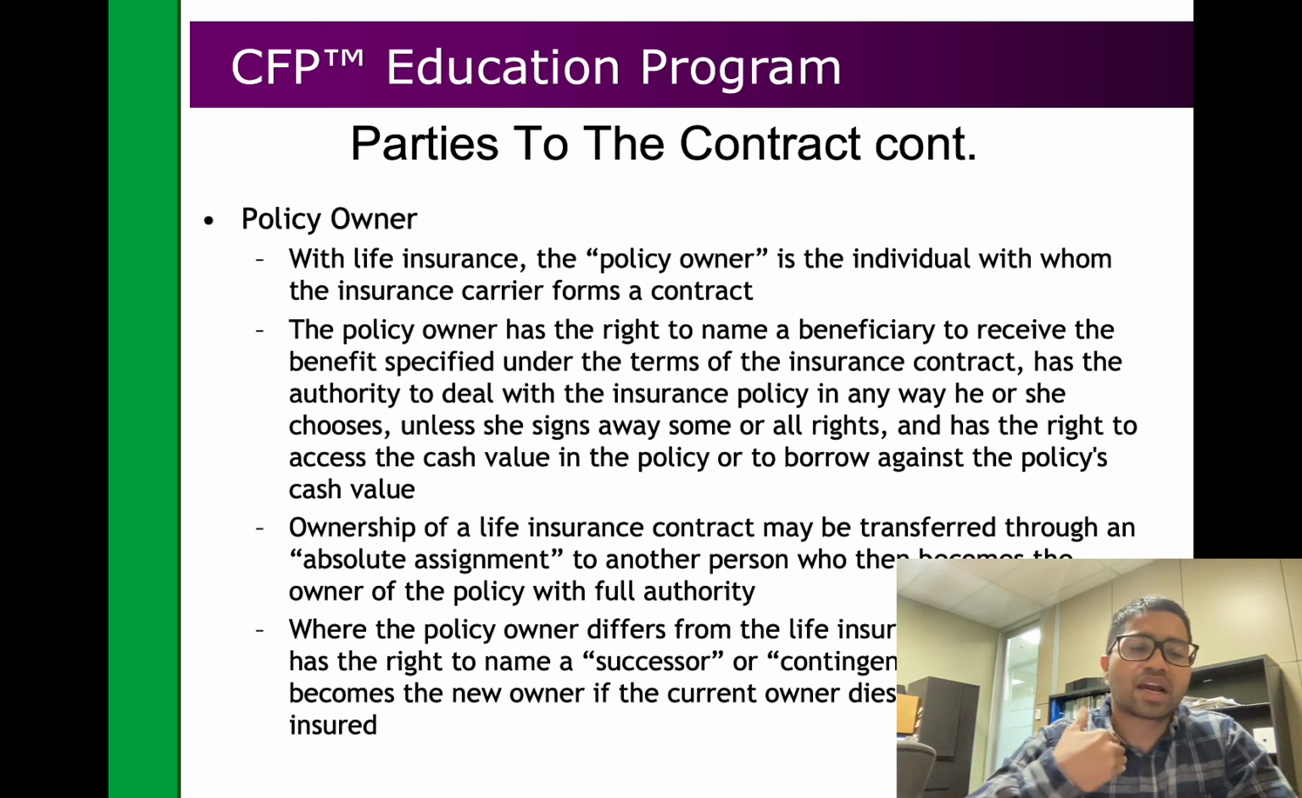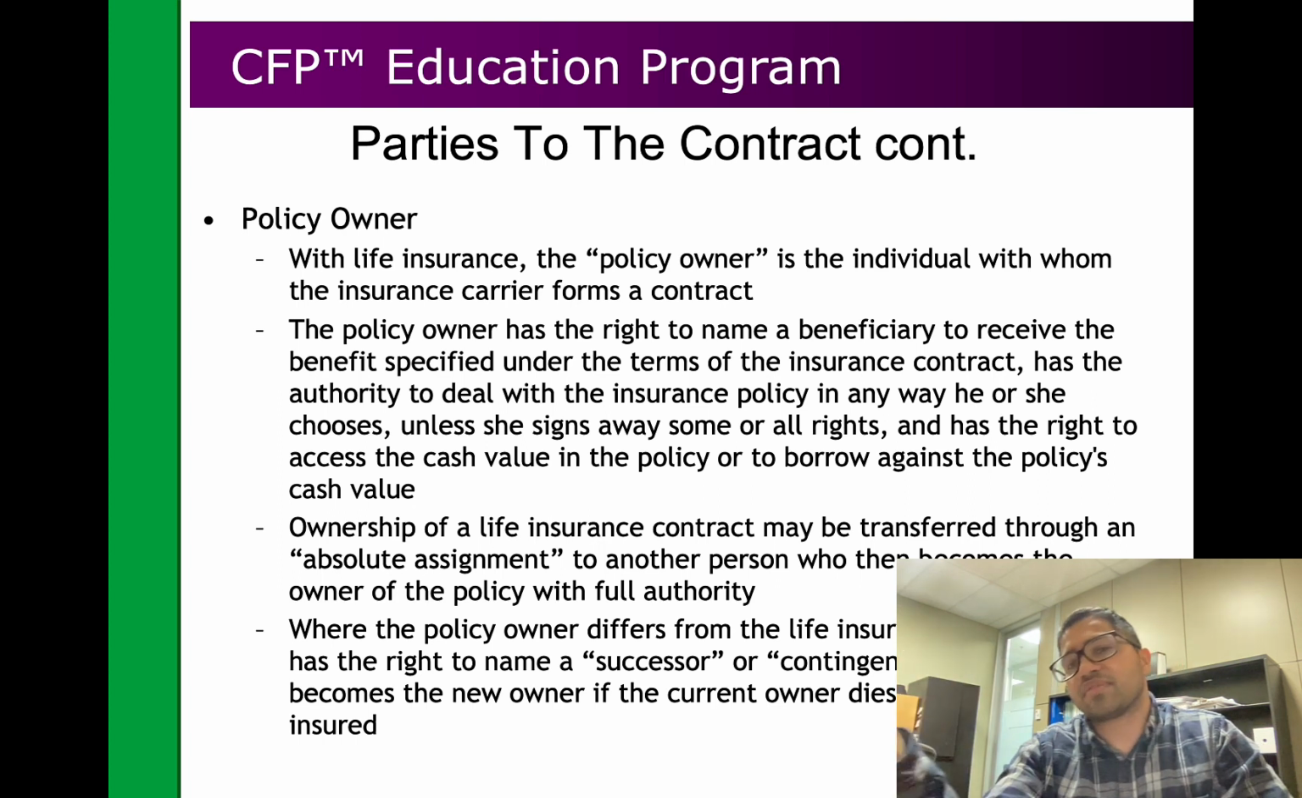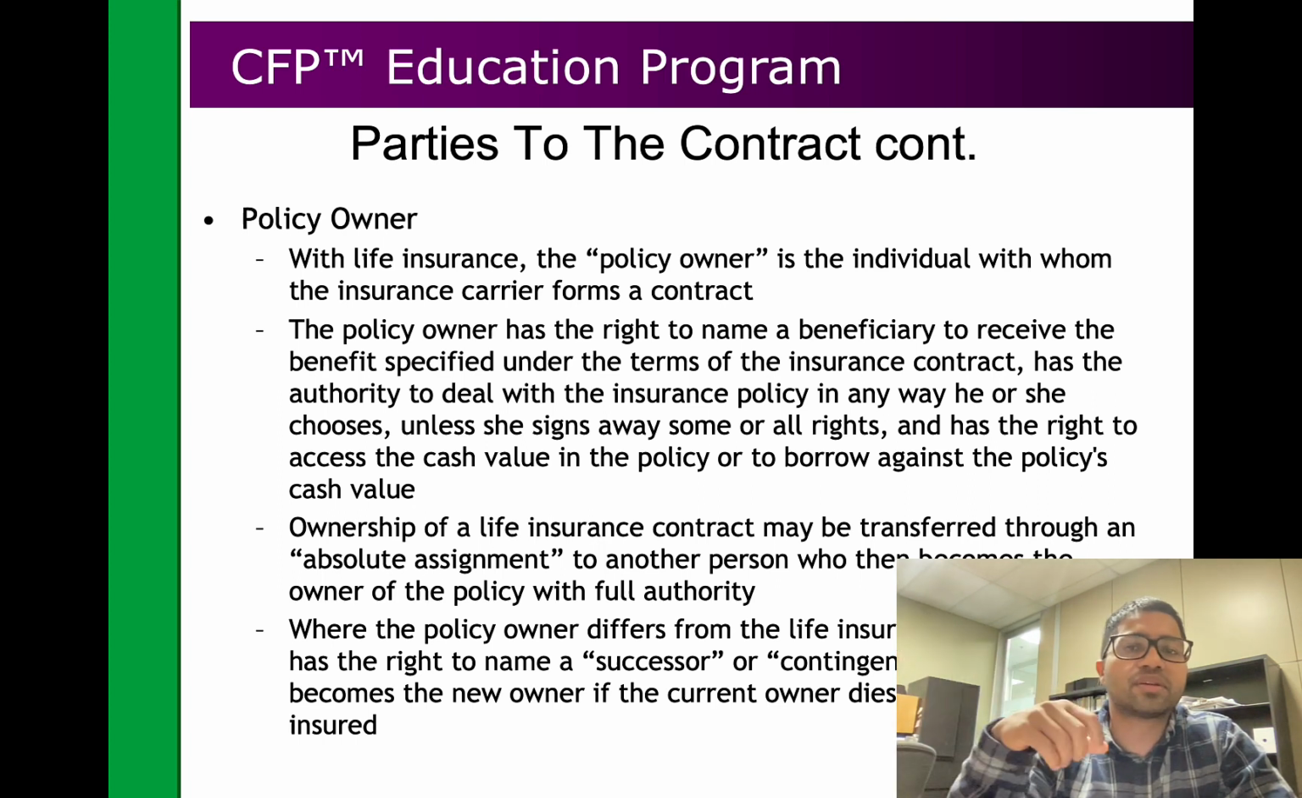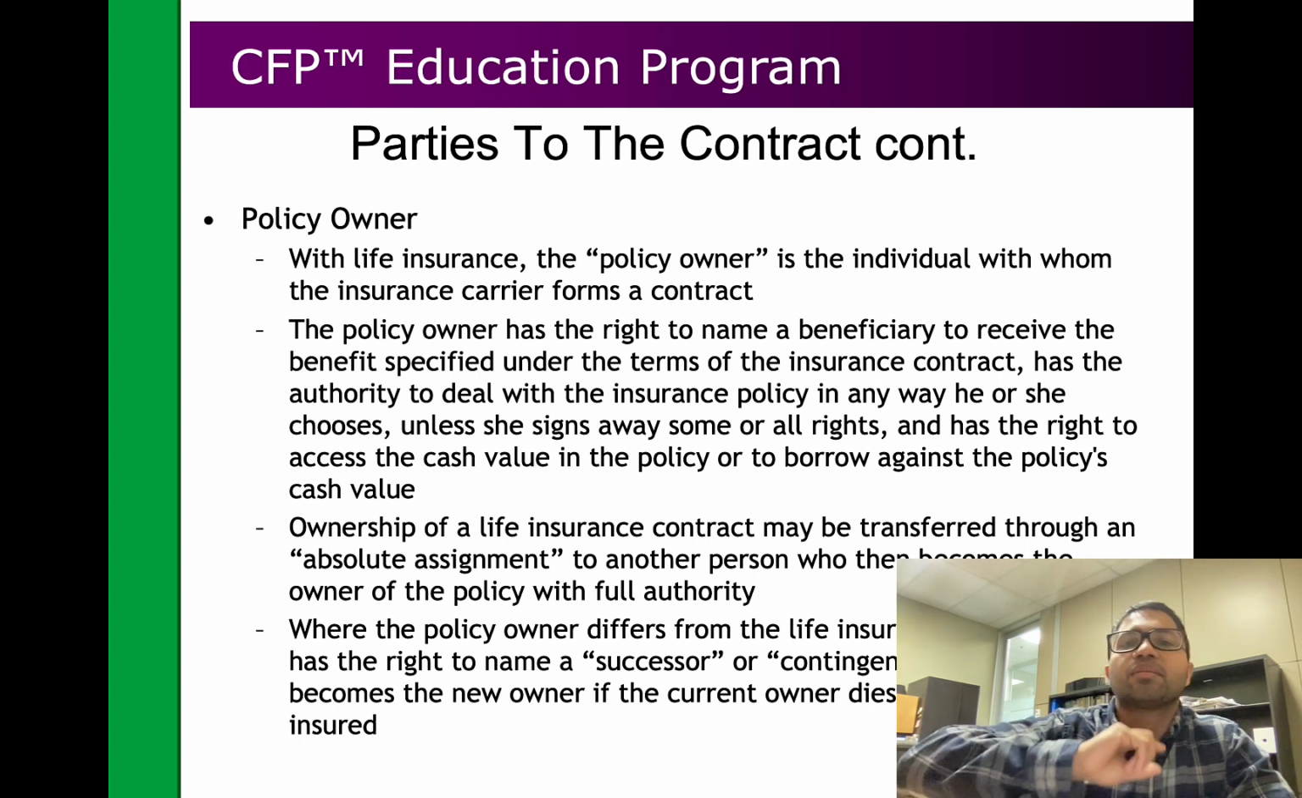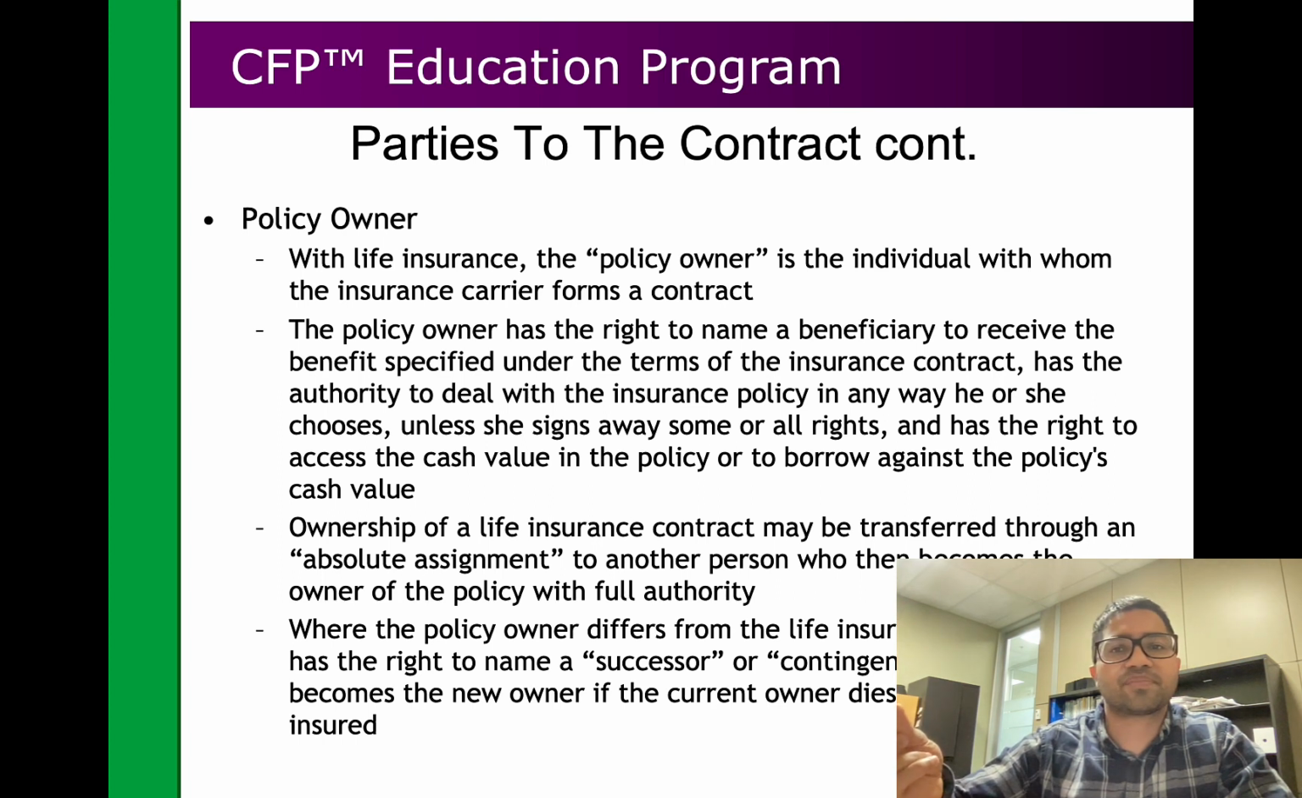For example, I am buying insurance in my own name. In that case, the policy owner is me, because the insurance company is forming a contract with me, and the life insurance is also in my name. So the life of me is being insured. But the policy owner and the person whose life is insured can be different. For example, I can buy life insurance in my wife's name. In that case, the policy owner is me, the insurance company is forming a contract with me, but my wife's life is now insured, so it can be different.